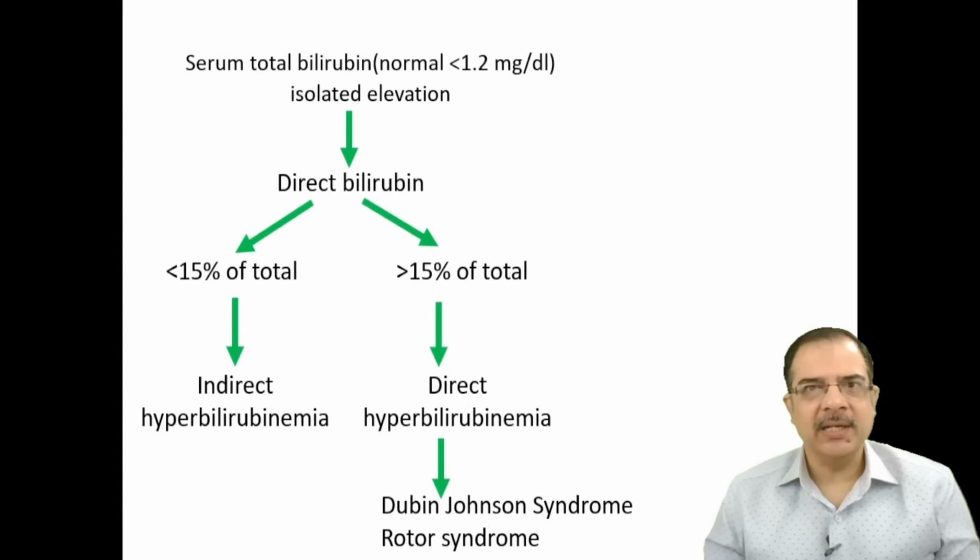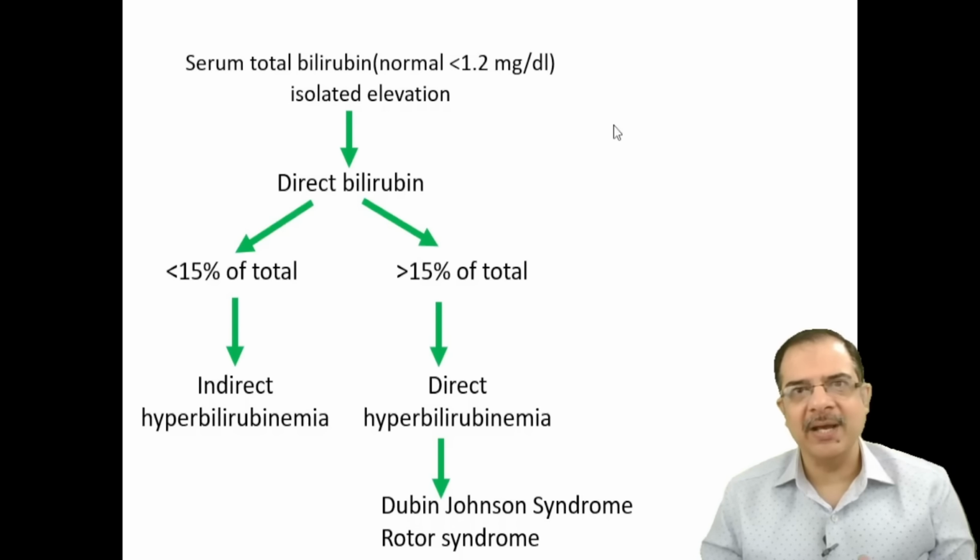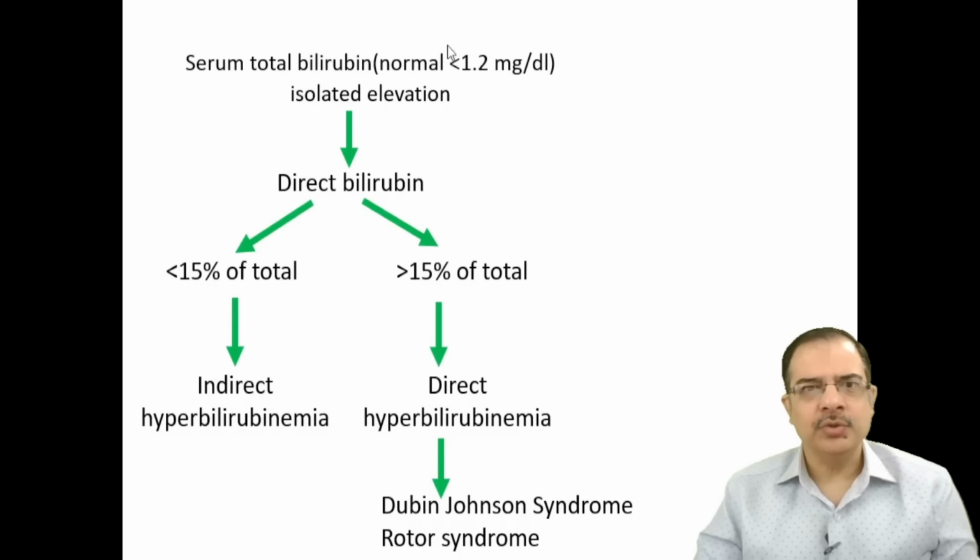So first look at the serum bilirubin level, total bilirubin levels. If there is an isolated elevation, it means liver functions are normal: ALT, AST, ALP, they are all normal. Then you look at the direct bilirubin fraction. If the direct bilirubin fraction is less than 15% of the total bilirubin, that means it is a case of indirect hyperbilirubinemia.